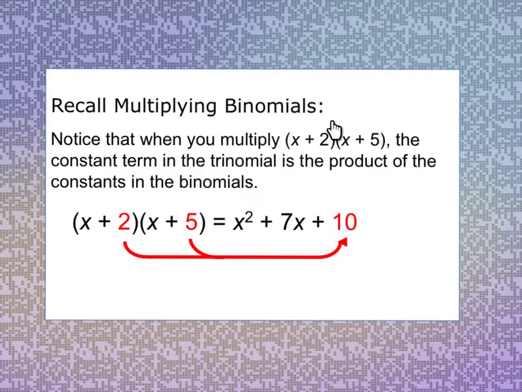Recall multiplying binomials. Notice that when you multiply x plus 2 times x plus 5, the constant term in the trinomial is the product of the constants in the binomials. So if we have 2 and 5 here, when you multiply those two numbers, you get the constant 10. And when we add 2 and 5, we end up getting the 7x. So knowing that information is going to help us factor a trinomial in this form.